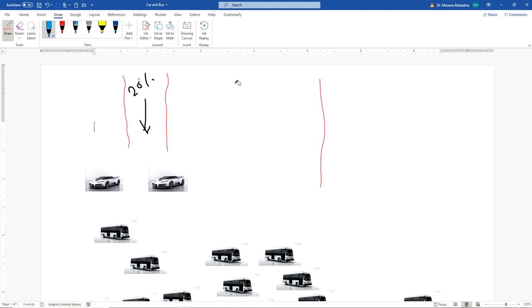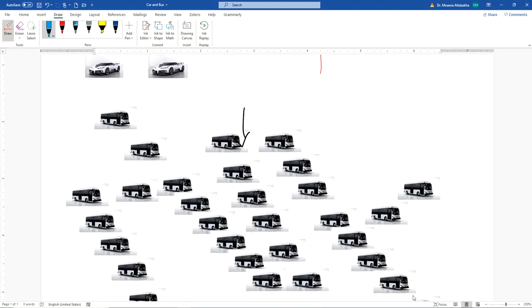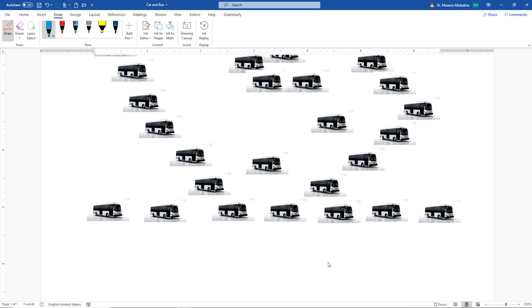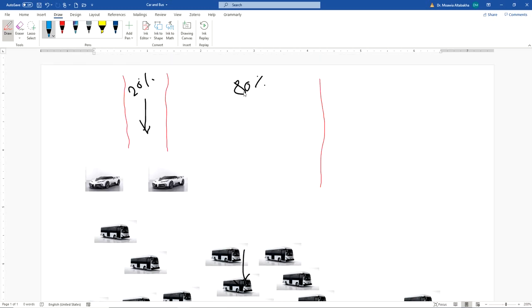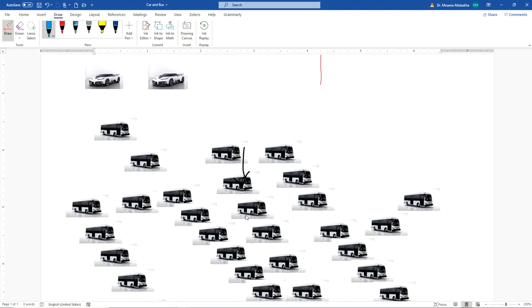Here we will consider that 80% of the students are using buses. Okay, and we have plenty of buses here to take them home. Again, 80% per hour. So the buses take them and come back in 1 hour.